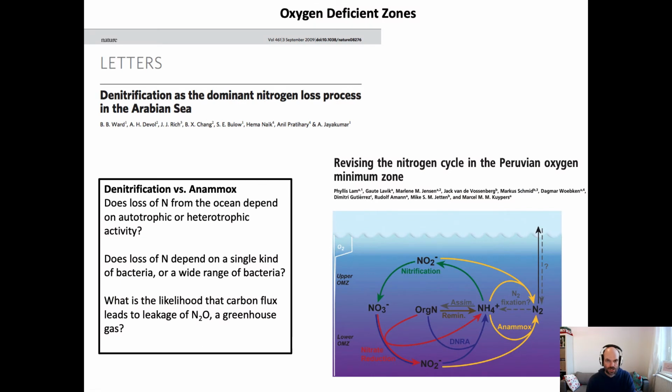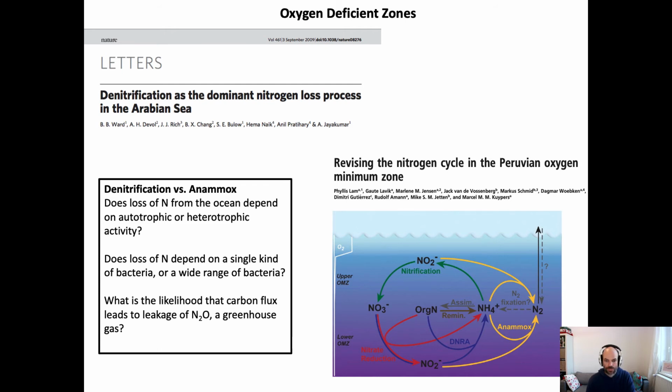So in these oxygen deficient zones, we have both denitrification and anammox occurring. But in different conditions, at different times and different places, you might have more denitrification or more anammox. And our understanding of when denitrification versus anammox is favored in a given time or place is constantly changing. We've only discovered anammox relatively recently, and so this is really a new research topic.